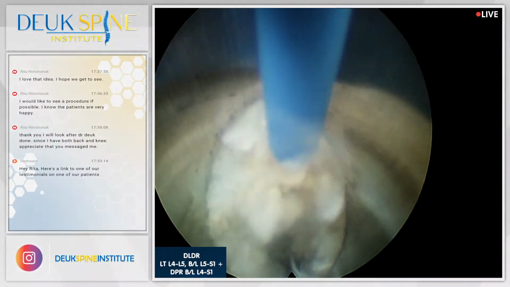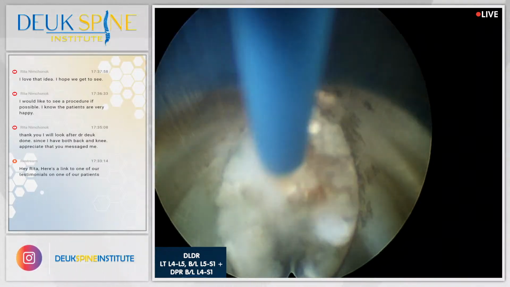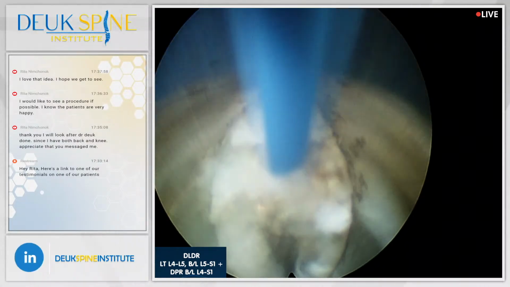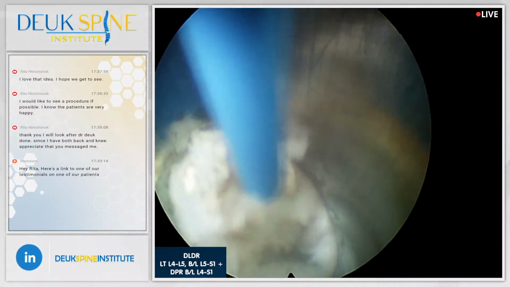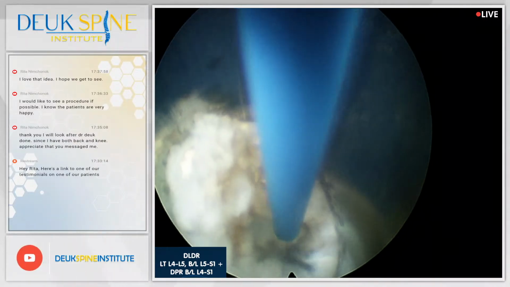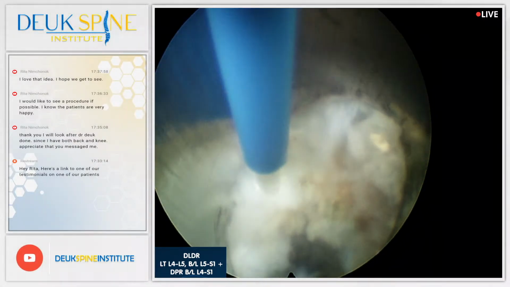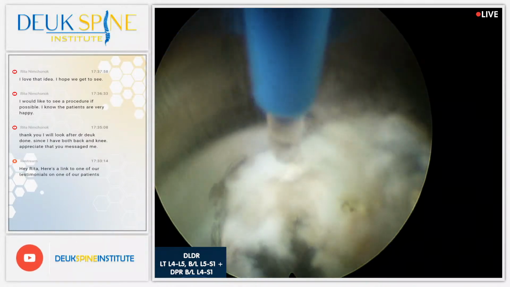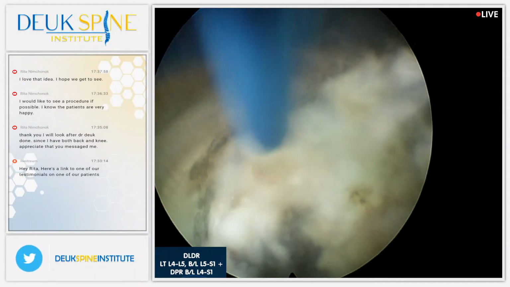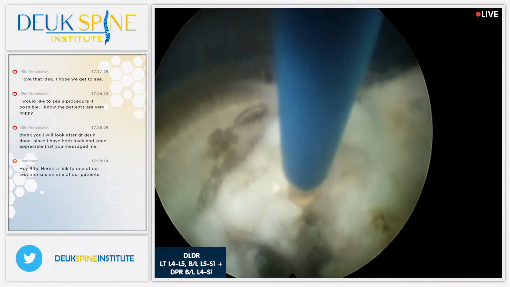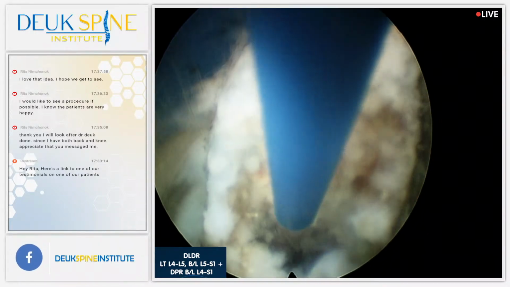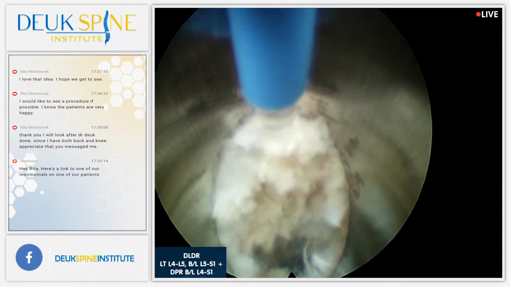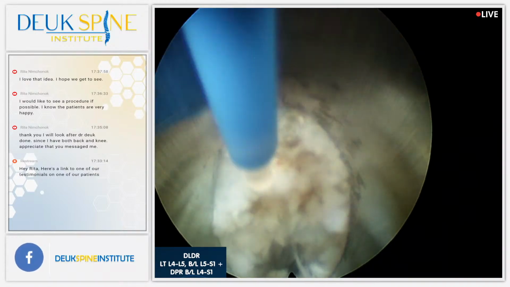So far, what I'm finding is that these discs, this is the L4-5, have a lot worse damage than I expected based on the MRI. The MRI didn't look as bad, but being inside the disc, I can clearly see there's more damage than the MRI showed. That's the problem with MRIs, folks. Number one, they don't tell you where pain comes from. Number two, they don't really show the extent of damage.